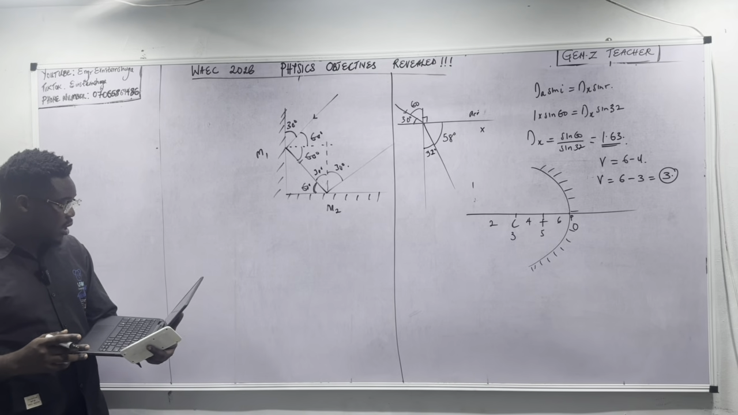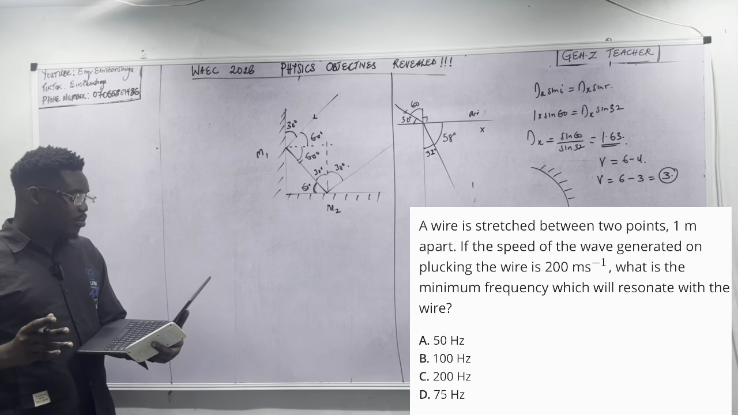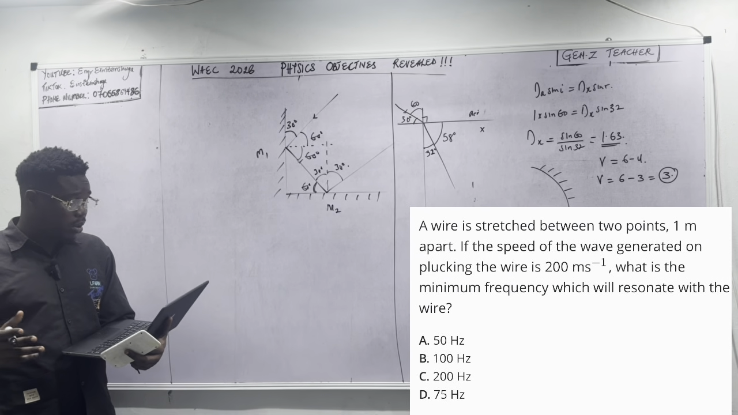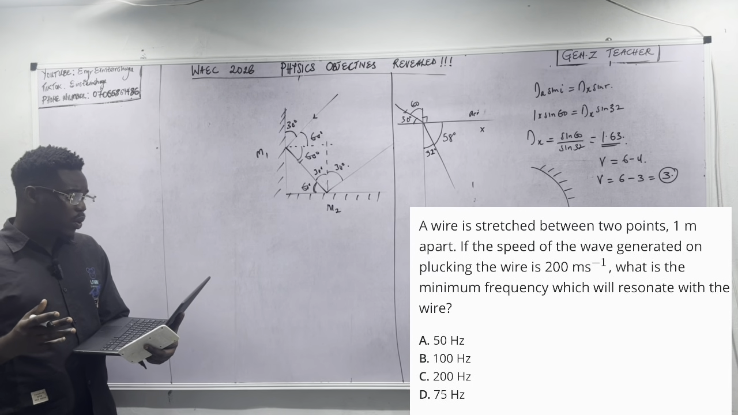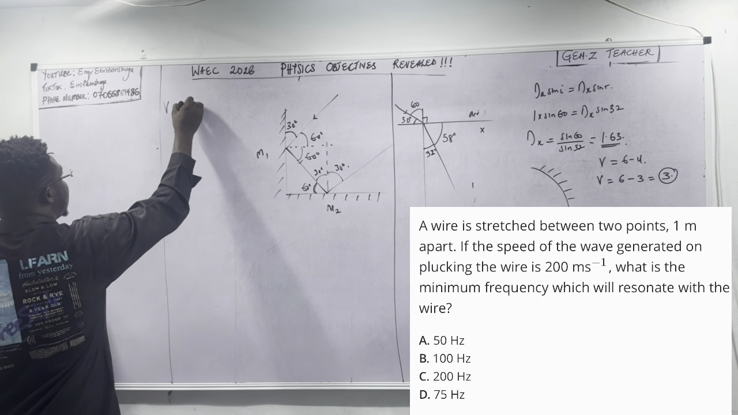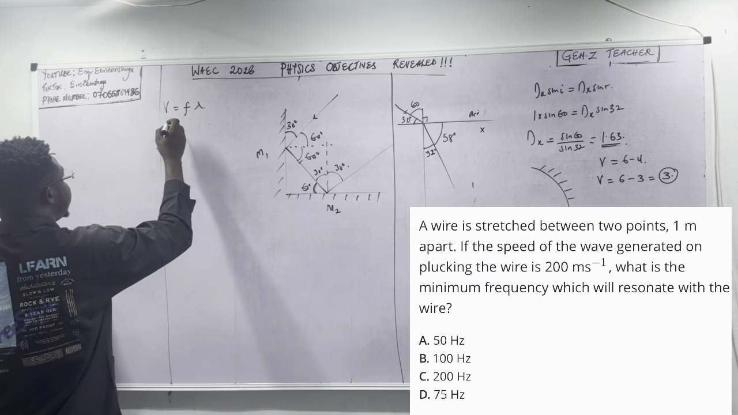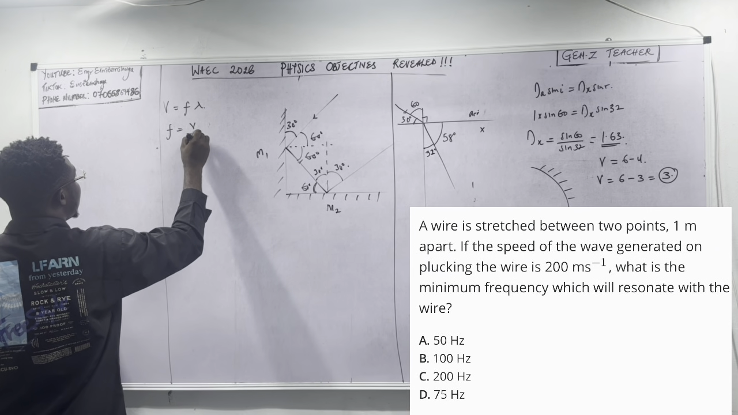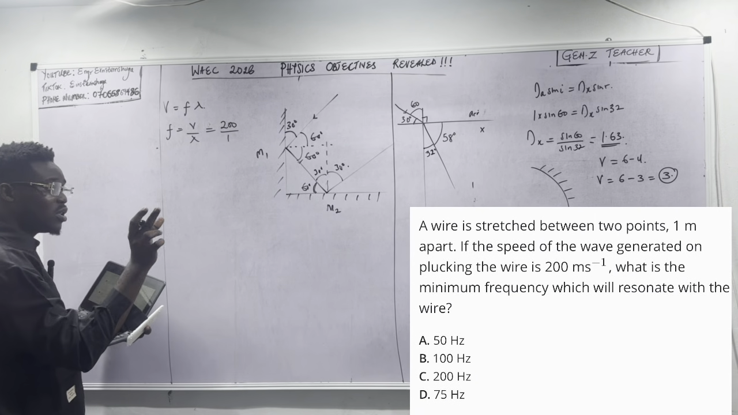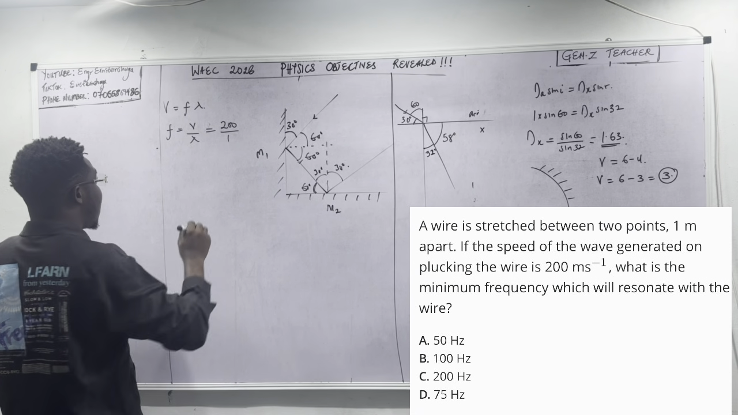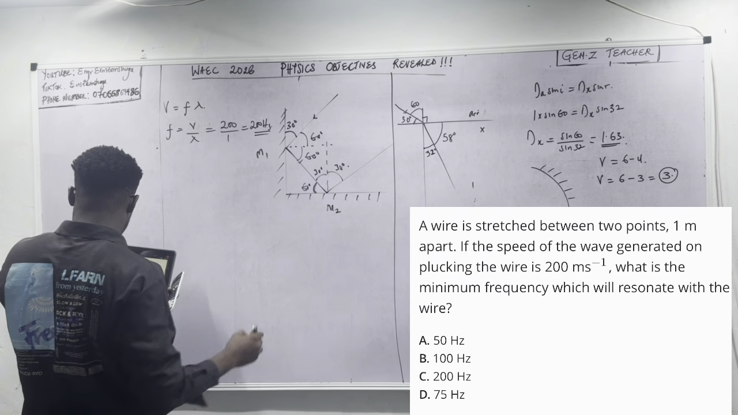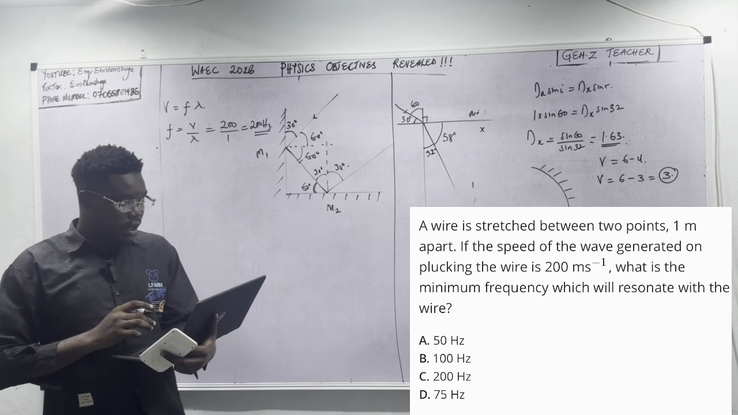Number 27 says a wire stretched between 2 points 1 meter apart. If the speed of the wave generated on plucking the wire is 200 meters per second, what is the minimum frequency which will resonate the wire? Quickly recall that velocity equals frequency times wavelength. We can say frequency becomes velocity over wavelength, and the V was given as 200, while the distance between the 2 points was given as 1 meter. So the answer should be 200 hertz. That's option C, 200 hertz.